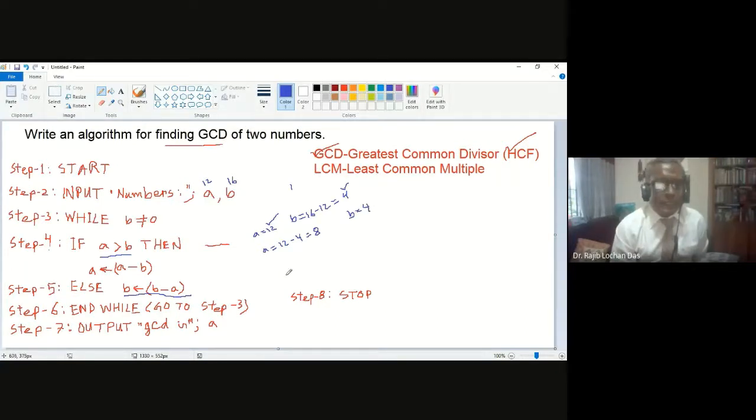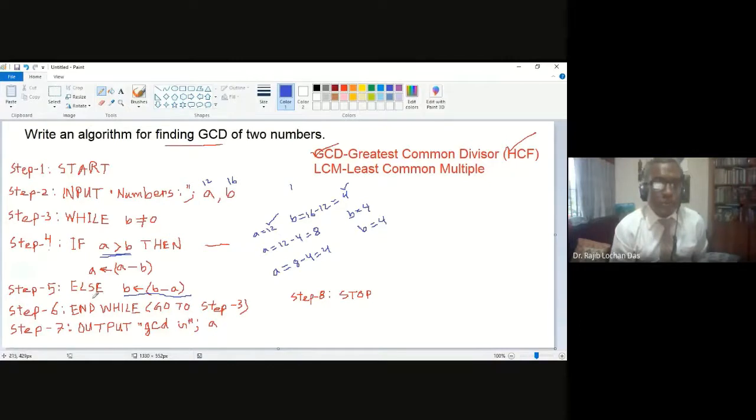And then A greater than B is correct. Again, it is correct. So what will be new A? 8 minus 4. So 8 minus 4 is 4 and B is originally 4. So now it will go back again and then check the A greater than B condition. Is it correct? No. The A greater than B condition is not correct now because they are equal.